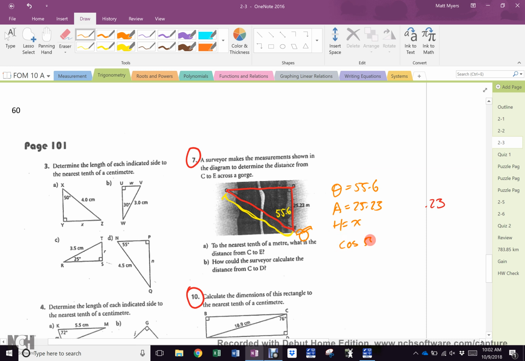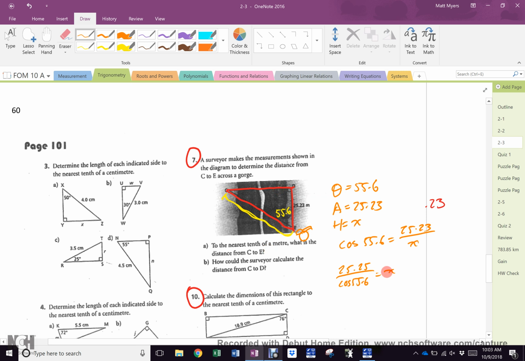Cos 55.6 equals A, 25.23 over x. Since x is on the bottom, it's 25.23 times cos 55.6, divided by cos 55.6 to get x. You have to divide. Now, next question: how would you find C to D?